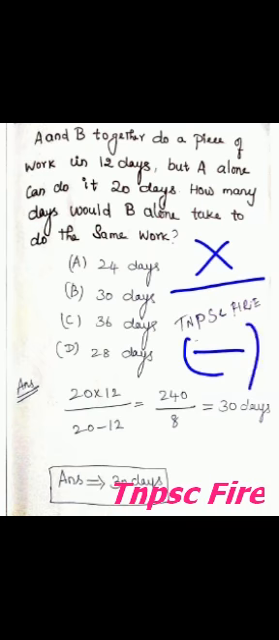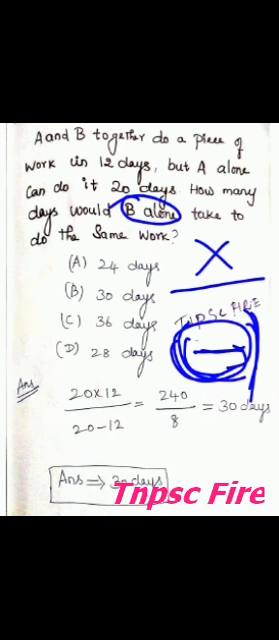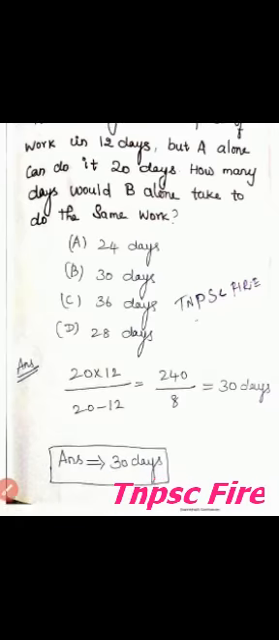Why do you subtract the values here? Because they ask for B alone. A alone means you subtract the two values in the denominator. This is a small change compared to the last problem. Shall we move on to the third question?